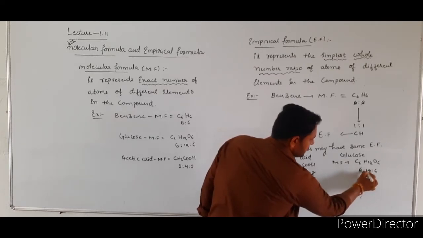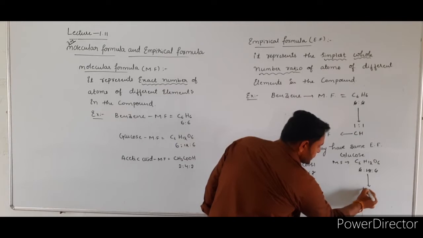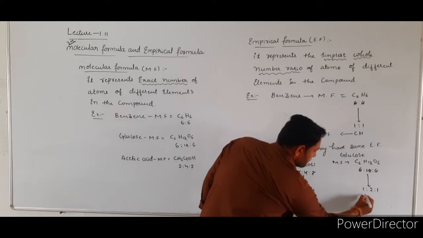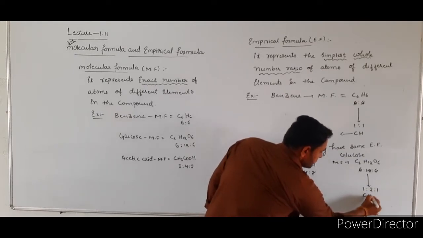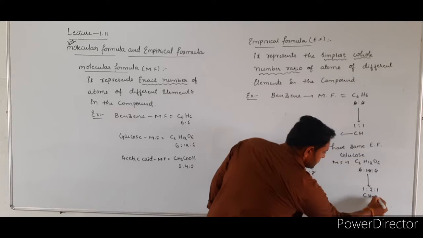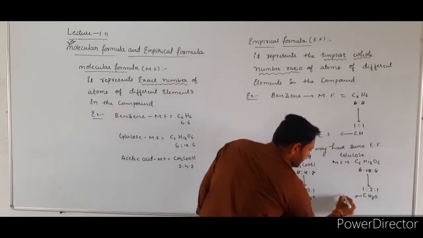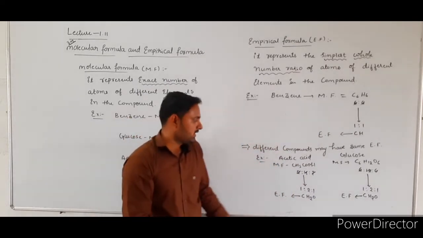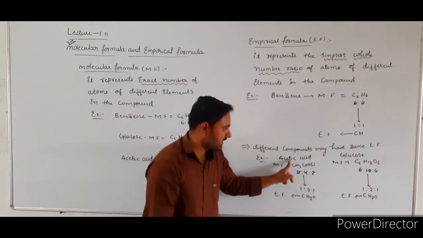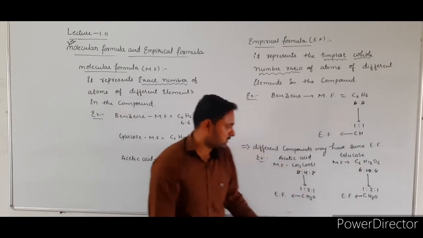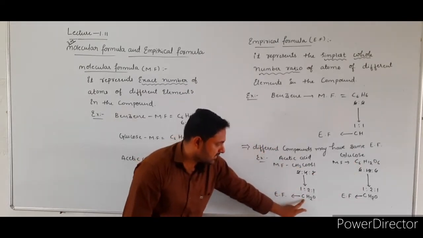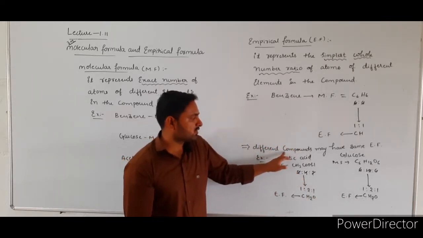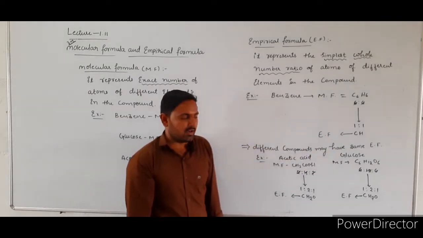Dividing by 6: 6 ones are 6, 6 twos are 12, 6 ones are 6. Then the ratio is 1:2:1. That means how many carbon atoms are there? 1 carbon. How many hydrogens? 2. And how many oxygens? 1 oxygen. This is the empirical formula of glucose. Now you compare the empirical formula of acetic acid and the empirical formula of glucose. The empirical formula of acetic acid is CH2O, and here also CH2O. So some different compounds may have the same empirical formula.